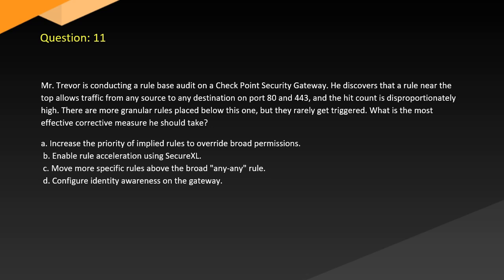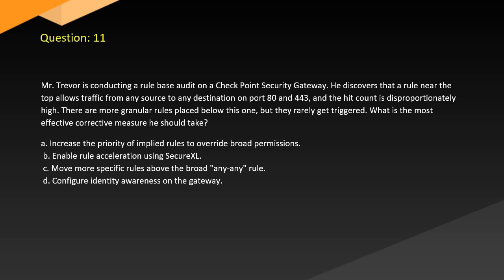Question 11. Mr. Trevor is conducting a rule-based audit on a Check Point security gateway. He discovers that a rule near the top allows traffic from any source to any destination on port 80 and 443, and the hit count is disproportionately high. There are more granular rules placed below this one, but they rarely get triggered. What is the most effective corrective measure you should take?